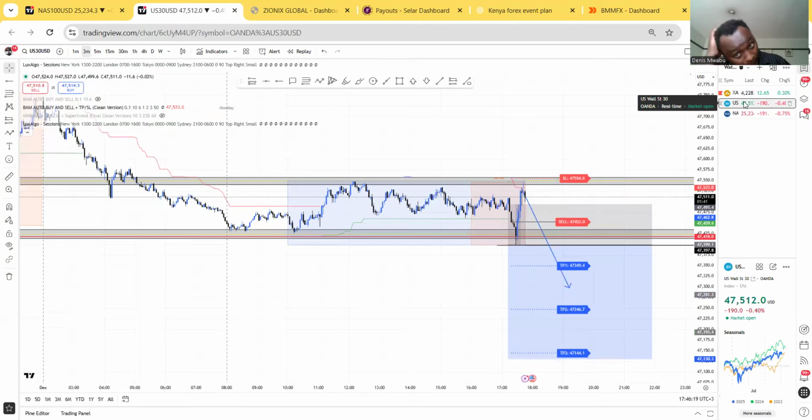Now, check on US30. By the way, it's about to break for the buys, but we'll see. Let's be patient with that one. Now you see in our V2, it has already given us a buy. V2 is not the same as this one. This one is totally different from that one. You can't even compare it with that one.